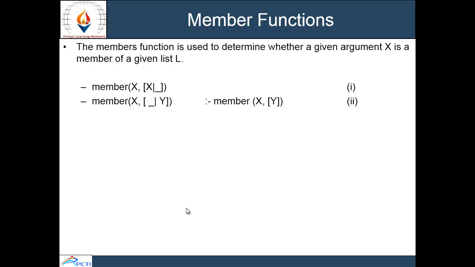For example, if we specify member X, comma, X pipeline blank, or if we specify member X, comma, bracket open, underscore pipeline Y, member X, comma, Y. Now, the definition of member under first, that is the first statement, says that if the first argument of member is the head of the second argument, then the predicate member is true. If not so, then go to the definition under second.